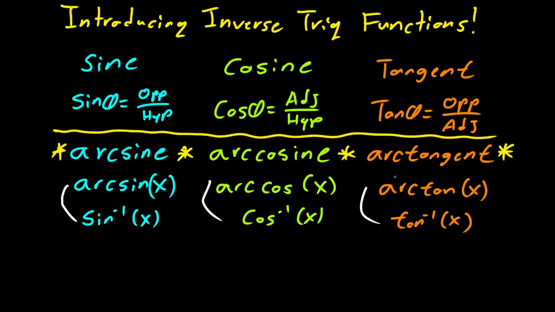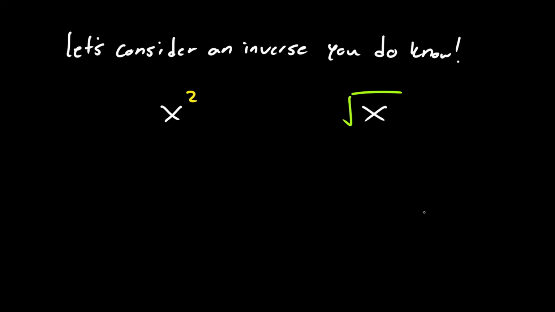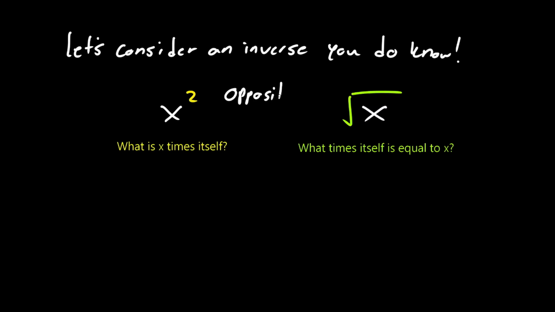Okay, so these trig functions are inversely related to our normal trig functions, sine, cosine, and tangent. But what does this exactly mean? Well, to understand, let's look at an inverse operation you've already seen before. So we have squaring something and square rooting something. Squaring something is just saying, what is this number times itself? Square rooting is asking, what times itself is equal to this number, which is x. These two functions are opposites, but mathematically, we would call them inverses.